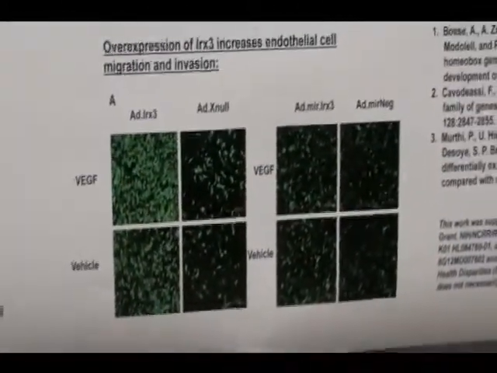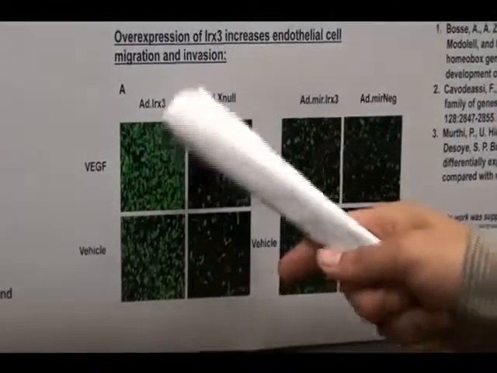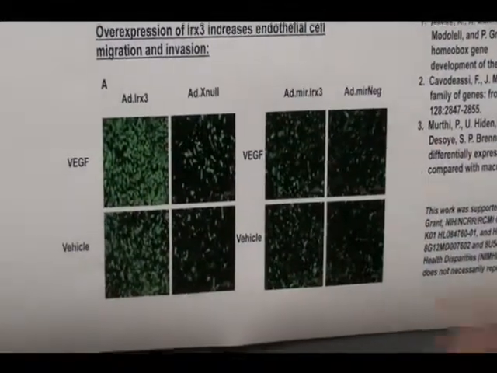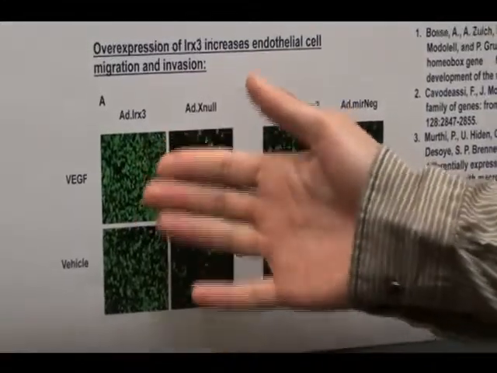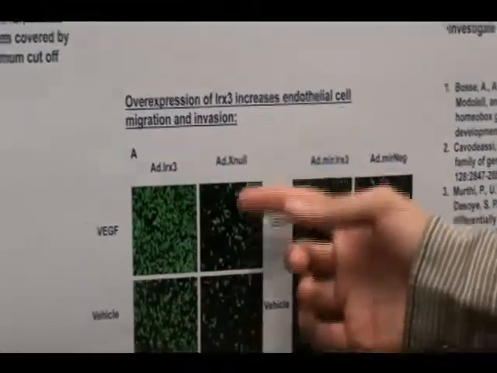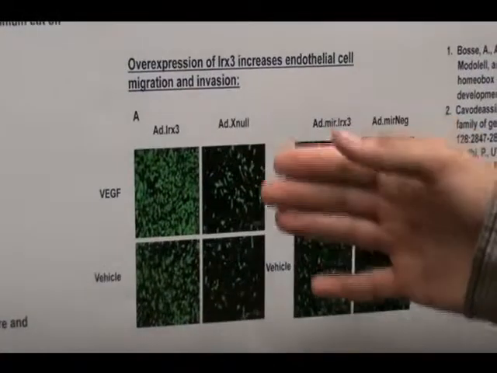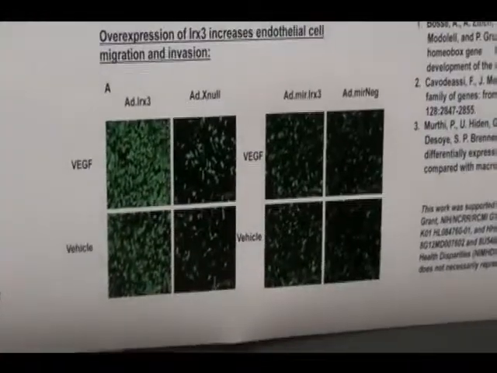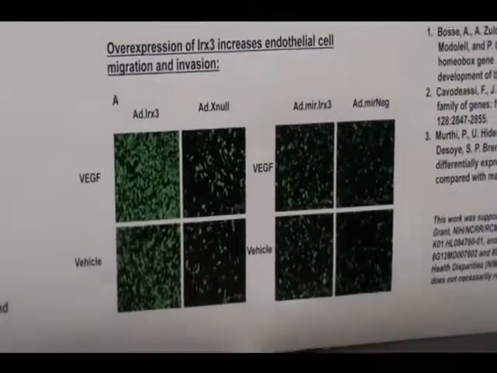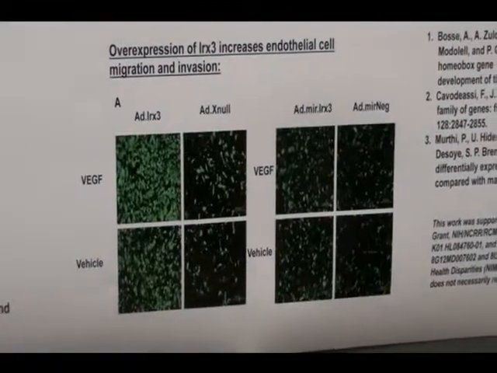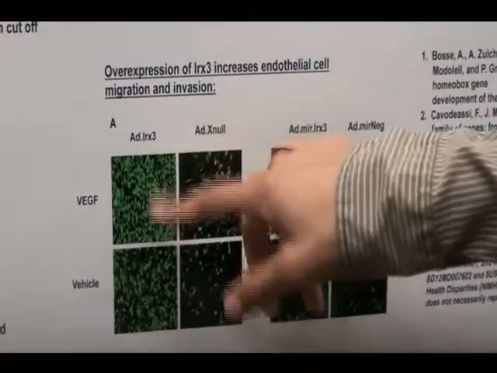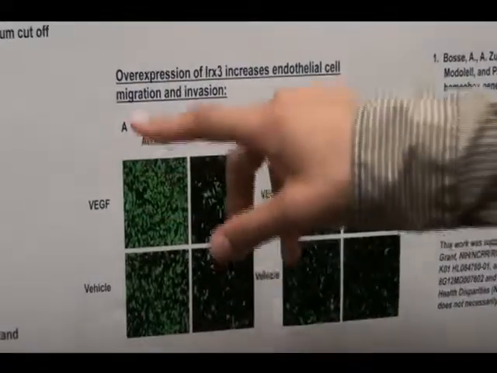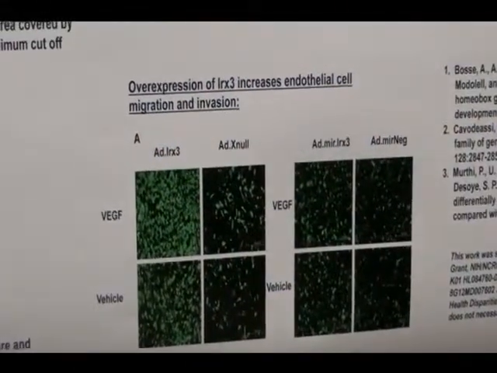So if you look at these altered photos where we adjusted the settings, you can see that with Ad-IRX3 forced expression and VEGF, the growth factor, it is much brighter and has many more objects compared to the control where there is no forced expression of IRX3. So what does that mean? In layman's terms, pretty much we made it so IRX3 is expressed and we made it grow fast. There's a lot more growth because we made IRX3 be expressed.